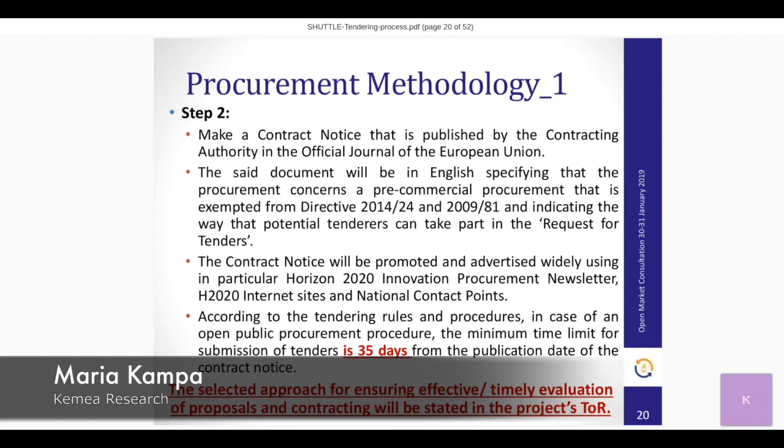According to the tender rules and procedures, in case of an open public procurement procedure, the minimum time limit for submission of tenders is 35 days from the publication date of the contract notice. The selected approach for ensuring effective timely evaluation of proposal in contracting will be stated in the project terms of reference.